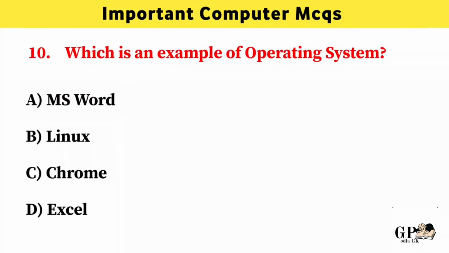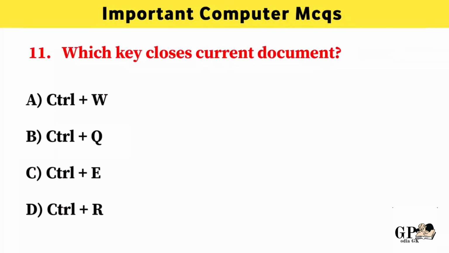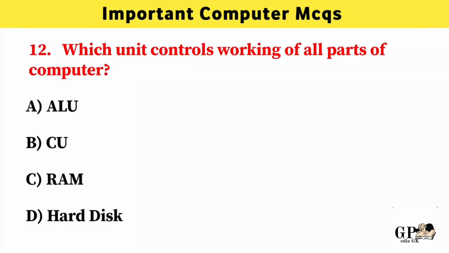Which is an example of operating system? The correct answer is Linux. Which key closes current document? The correct answer is Ctrl+W. Which unit controls working of all parts of computer? The correct answer is CU.